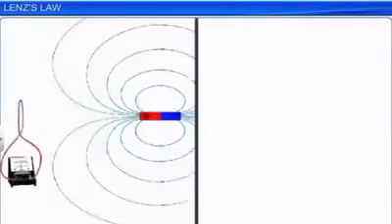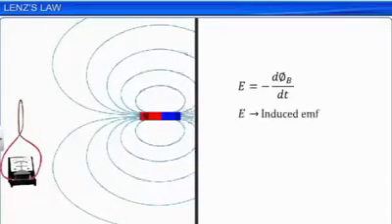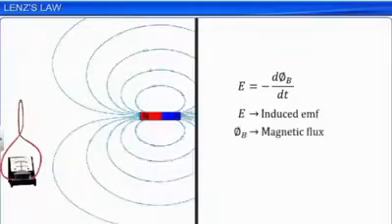The magnitude of the induced EMF is given by Faraday's law, which is E equals minus d phi b divided by dt, where E is the induced EMF in the coil and phi b is the magnetic flux. The negative sign in this equation represents the effect as stated in Lenz's law.